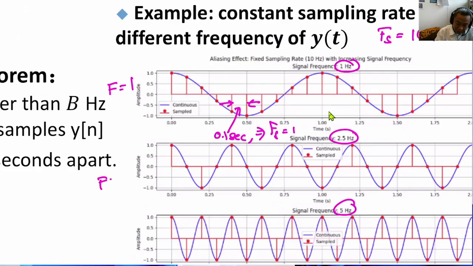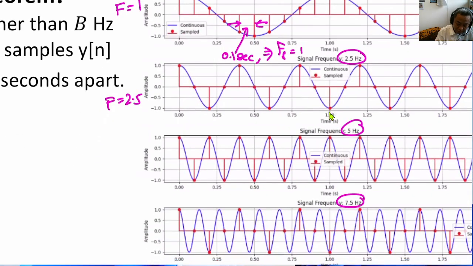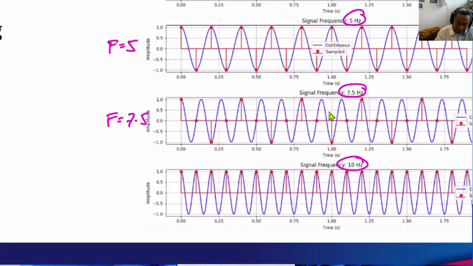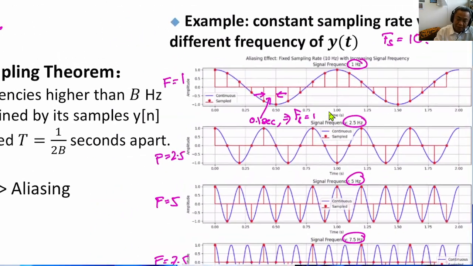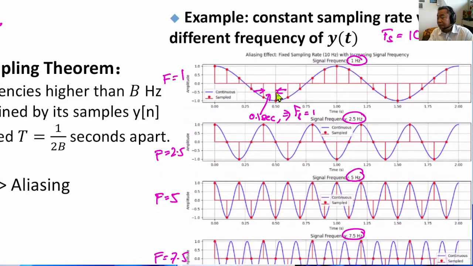In this, f is equals to 2.5, f is equals to 5, and f is equals to 7.5, and lastly f equals to 10. Remember that the Nyquist sampling says that we must sample 2 times the maximum frequency. Here the maximum frequency is 1, so we should be sampling at least 2 Hertz. But because we are sampling at 10 Hertz, there's no problem because look, all these red points with the stem are the sampled points, and it still reminds us of the underlying 1 Hertz signal.